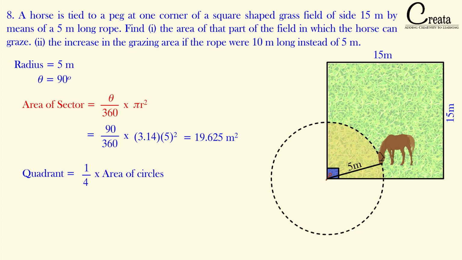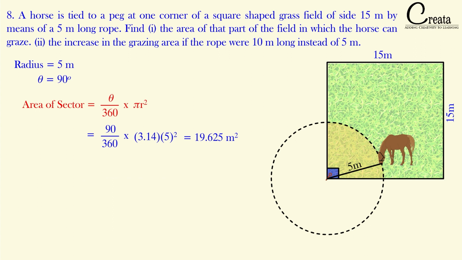The circle is divided into 4 quadrants and this quadrant is basically 1/4 of the area of the circle. So if you calculate the area of the circle, which is pi r square, you can divide pi r square by 4 to get the area of this sector. Just an alternative approach in which you do not need to use the formula of the sector. So we have done with the part 1. Let's move to part 2.